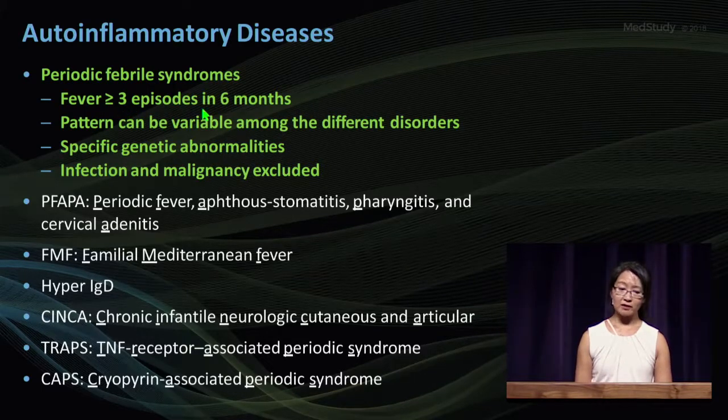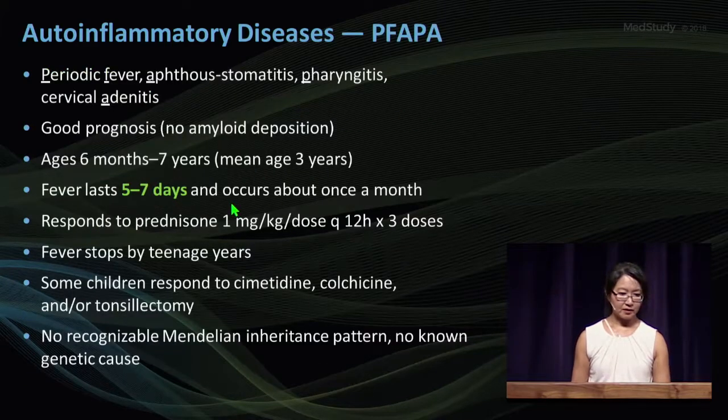Typically, a child will have fever at least 3 episodes in 6 months, and the pattern is different among the different disorders. There are certain genetic abnormalities associated with these diseases, and you've got to exclude infection and malignancy. These are the types of autoinflammatory diseases, and I'll go into detail for a few of them. The most common one that you're going to encounter is PFAPA syndrome.